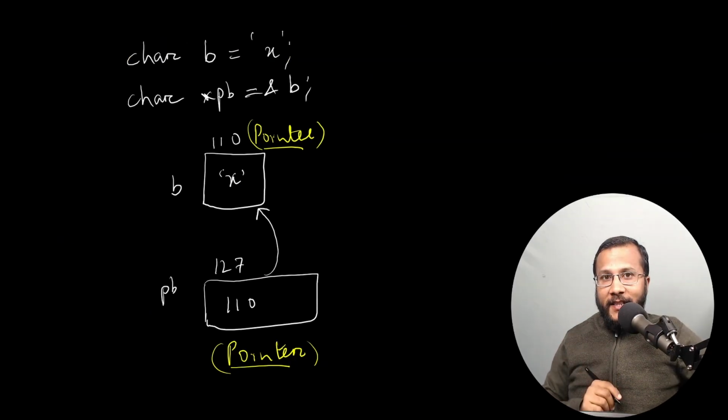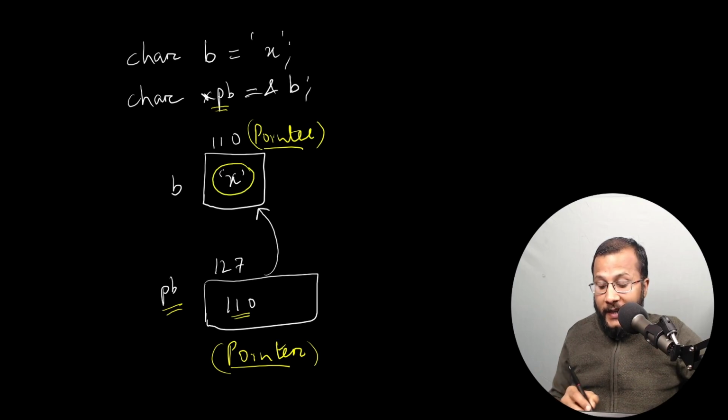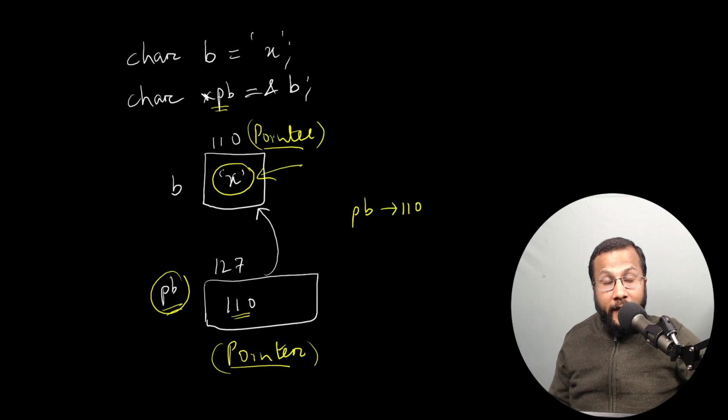Now, before we end this lecture, we'll discuss a very important concept that is related to pointer. Now here PB is a pointer which is storing the address of B. Now PB is storing 110, which is nothing but the address of B. Now my question is, can we actually catch hold of this value X by using the variable PB? Because PB is already storing the address of B. So using PB, can I get to this X? If I just print PB, it is going to display 110 because the content of PB is 110.